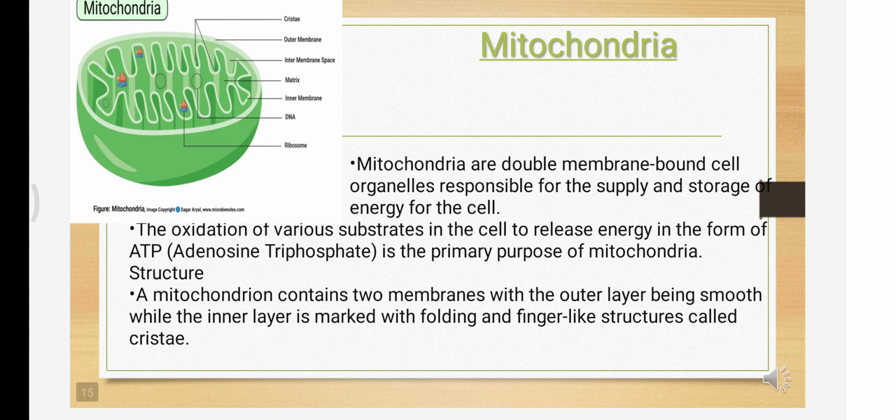Mitochondria. Mitochondria are double membrane bound cell organelles responsible for the supply and storage of energy for the cell. The oxidation of various substrates in the cell to release energy in the form of ATP, adenosine triphosphate, is the primary purpose of mitochondria. Structure: a mitochondrion contains two membranes, with the outer layer being smooth, while the inner layer is made with folding and finger-like structures called cristae.